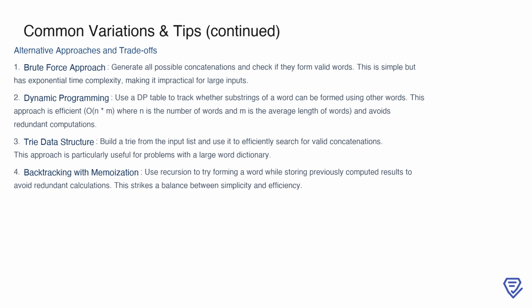Another option is the tree data structure. By building a tree from the input list, you can efficiently search for valid concatenations, which is particularly useful when dealing with a large dictionary of words. Lastly, backtracking with memoization offers a balance between simplicity and efficiency. By recursively trying to form words and caching previously computed results, you can significantly reduce redundant calculations while maintaining clarity in your solution.